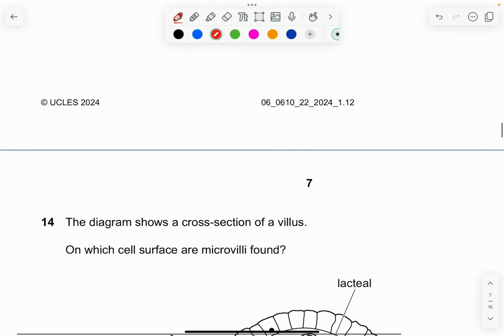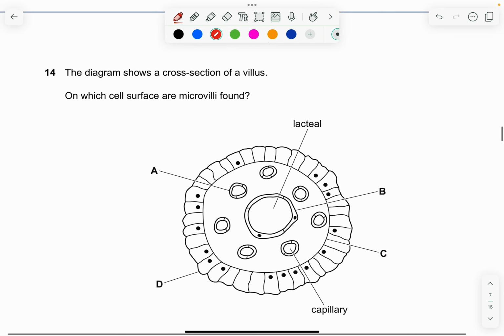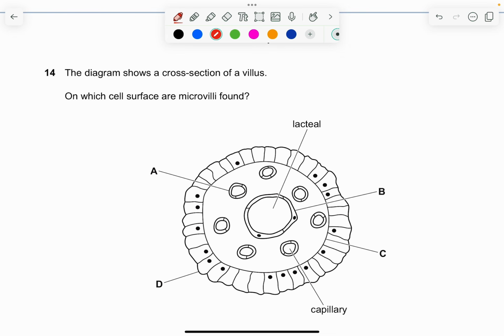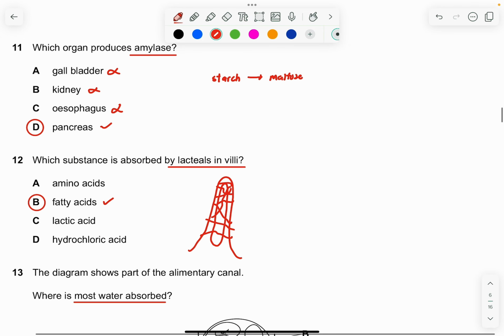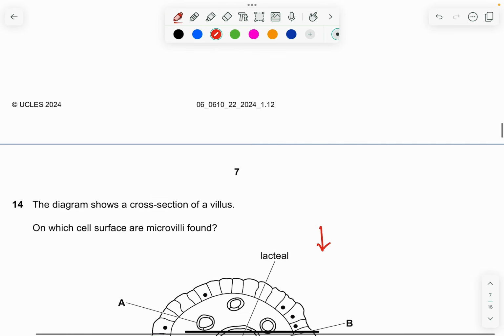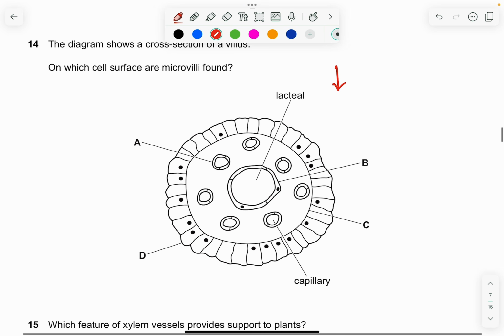Okay, so now let's look at question 14. The diagram shows a cross section of the villi. So you are seeing the top view, actually. I mean the villi, you're looking down from here. Now they ask: on which cell surface are microvilli found?